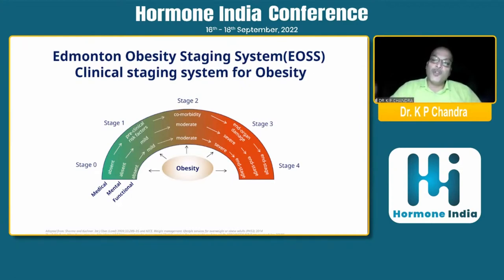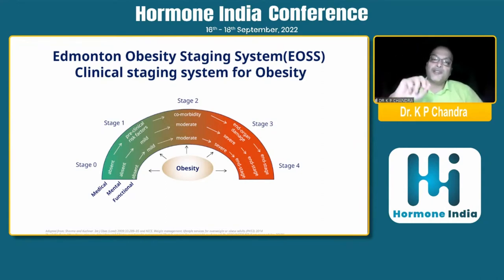Here, apart from the BMI, we are thinking about three other factors: medical factor, mental factor, and functional factor. So if they do have concomitant medical illness, is it absent, or is it in the preclinical stage like pre-diabetes, or does the patient, even with a normal BMI, have diabetes, or has the patient got end organ damage like involvement of kidney and heart?